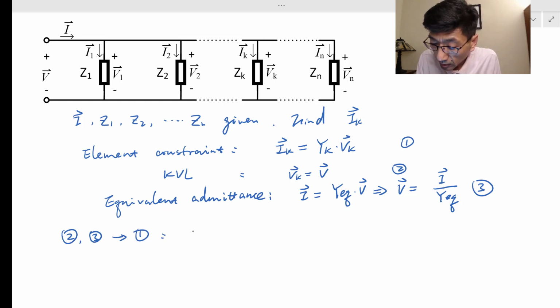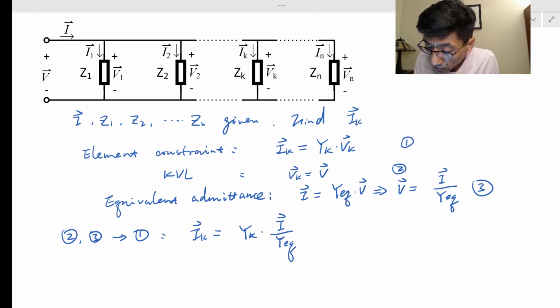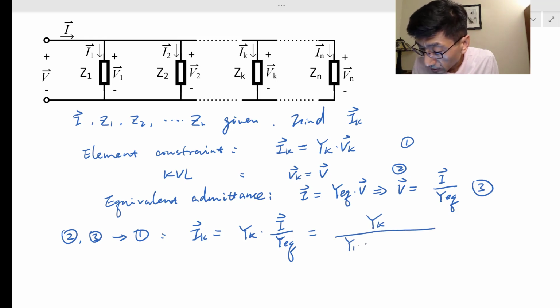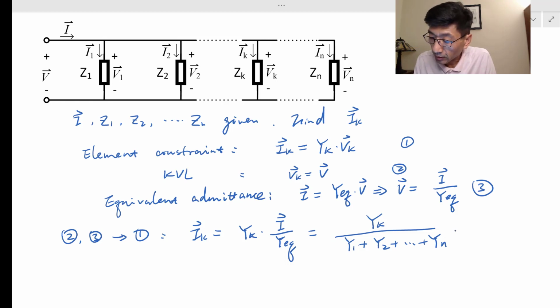We will get I sub k is equal to y sub k times v. We replace the v by the third equation, which is I over YEQ, right? So therefore, we can write y sub k over YEQ. We know YEQ is just the sum of all the admittances, y1 plus y2 plus up to y sub n, right, times the total current. So this is the current division.